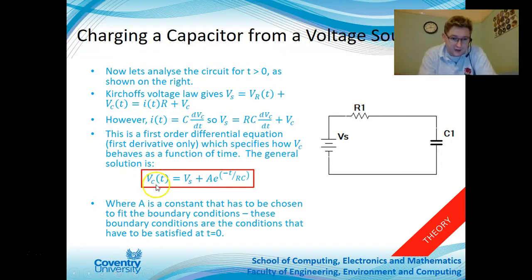So you'd use the curve Vc(t) = Vs + Ae^(-t/RC). The A is to set the boundary conditions. Essentially, you plug your time into the t in this equation, and that gives you the voltage at that specific point.